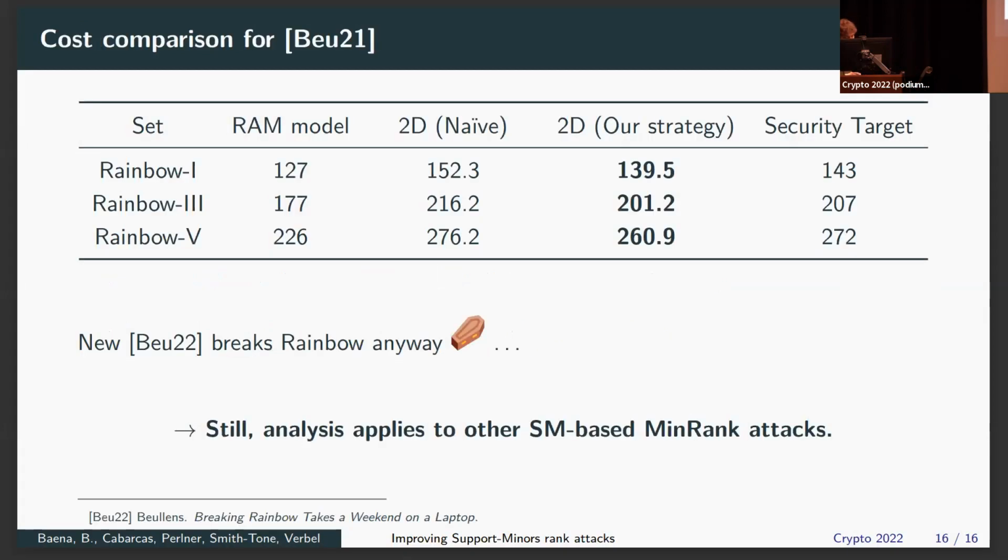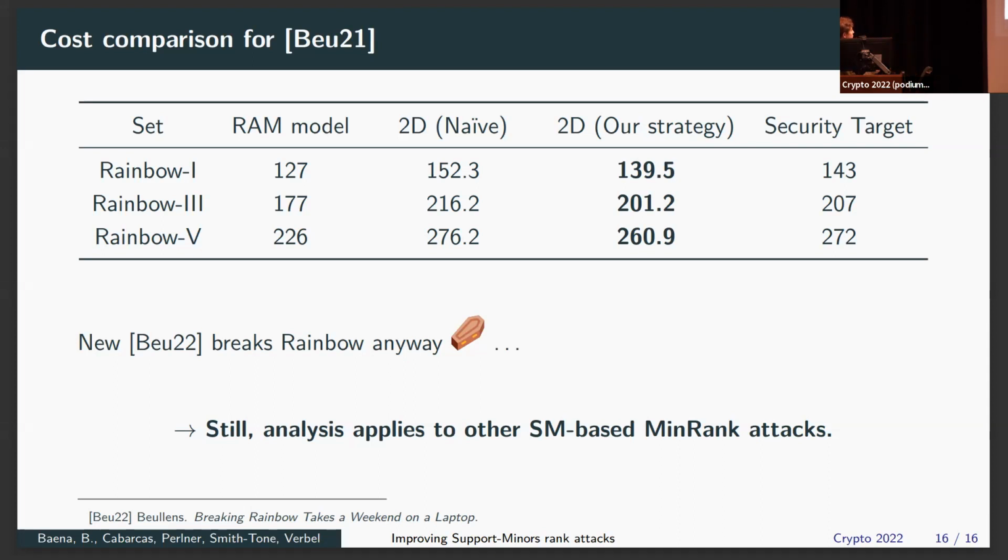So finally, we can see a bit what it can give for the Rainbow parameters. Here, you have the complexity of the attack if you don't take memory into account. So in the RAM model, you see that indeed it's below the security. And here you have two costs in the 2D model. One is more or less the one claimed by the Rainbow team if you have random memory access patterns. And here is the one obtained with our strategy. So you see that mostly you gain over 20 bits each time. And hopefully, or sadly for the designers, we go below the security target.